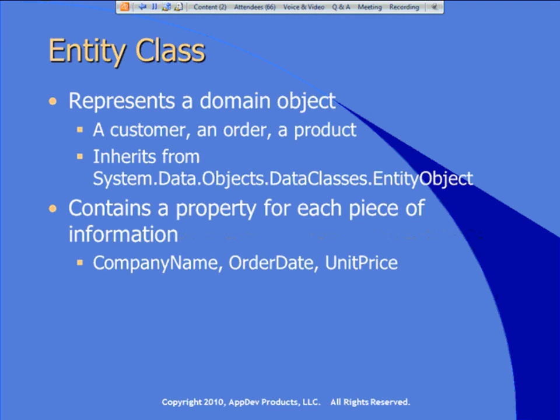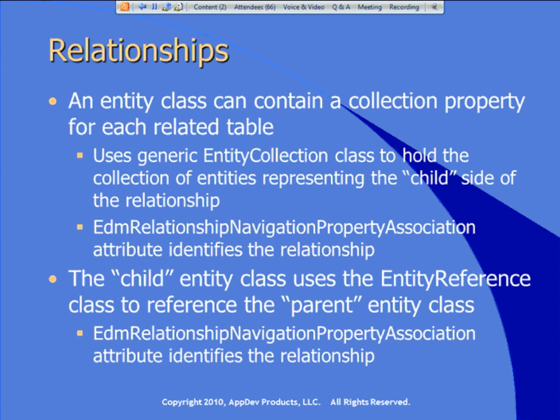Okay, so as we said, the entity class represents a domain object, and it has a property for each piece of information, which typically will be a column in the table, but doesn't have to be. Relationships are the one-to-many relationship. In data sets, it's handled by a relationship object in the data set. In the entity data model, it's handled by an association.